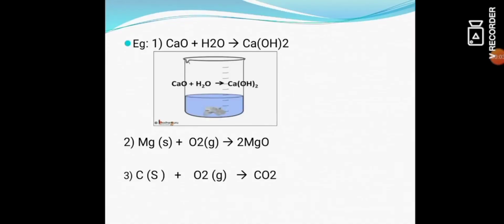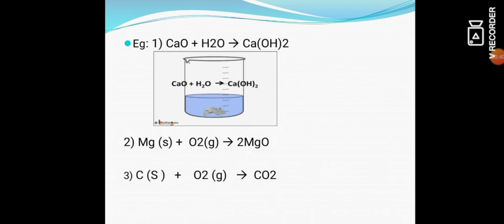Now we are going to discuss some examples of combination reaction. The first example is the formation of slaked lime. Slaked lime means calcium hydroxide. In your textbook, page number 6, you can see activity 1.4. For this activity, we need 2 reactants. The first one is calcium oxide, CaO. Calcium oxide is also known as quicklime. The second reactant is water.